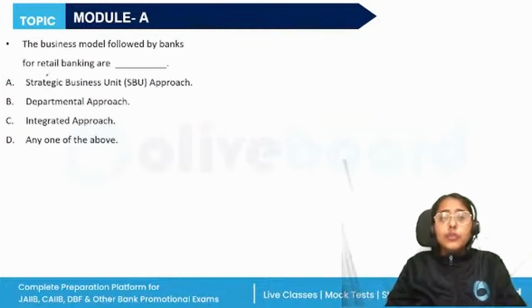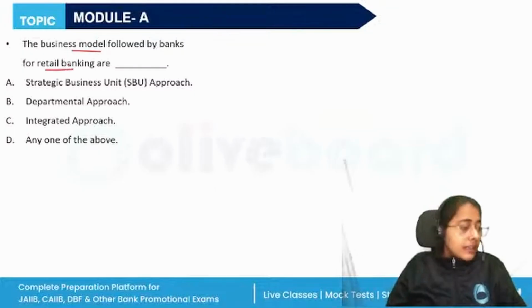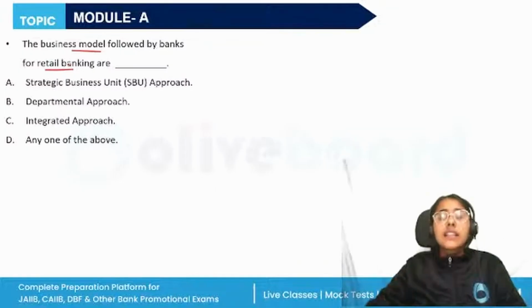Next, we have unit 2, which is retail banking role within the bank operations. Here, the first question says the business models followed by banks for retail banking are option A, the SBU approach, option B, departmental approach, option C, integrated approach, or option D, any of the above. Before we see the answer, let us very quickly go through the three types.